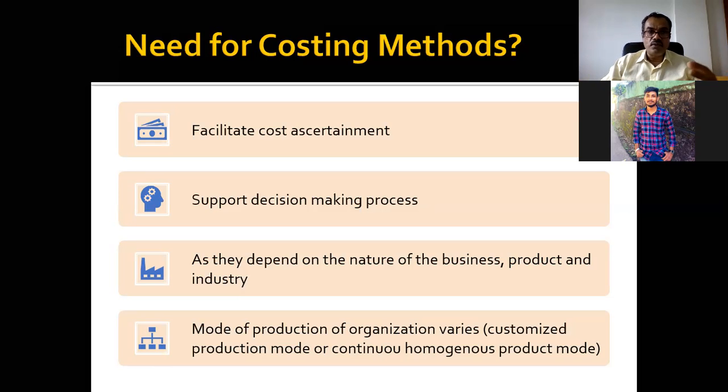Customized means you are catering for a customer. So the customized production mode is more or less related to job costing. Continuous homogeneous production means similar types of production are manufactured continuously, like in the case of healthcare equipment, healthcare items or beauty items, in large numbers.